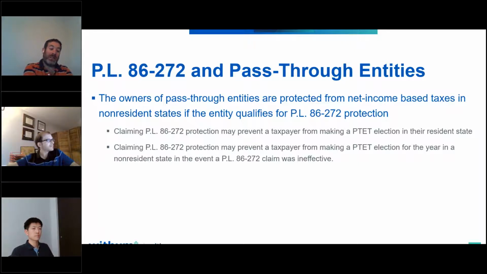But again, claiming 86272 protection might prevent you from making a PTET election in the resident state. It might prevent you from making a PTET election in a non-resident state. And if it turns out that your 86272 claim was ineffective, most PTET elections have to be made by a certain time frame. So you can't go back and make the election after the fact when you're audited on your 86272 claim. So moving along.